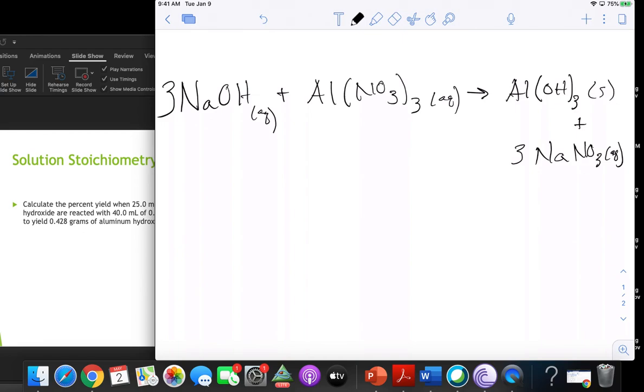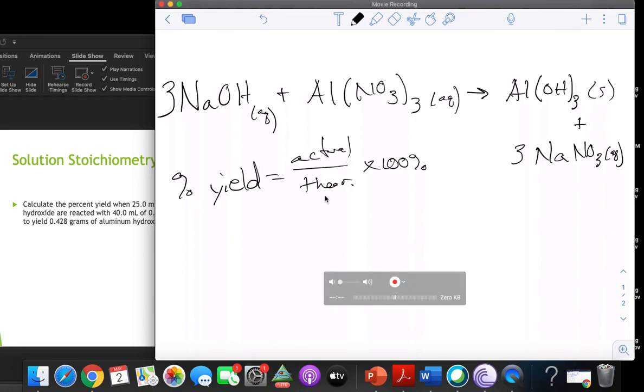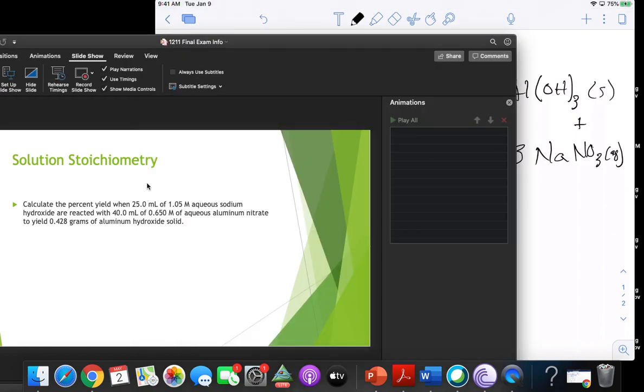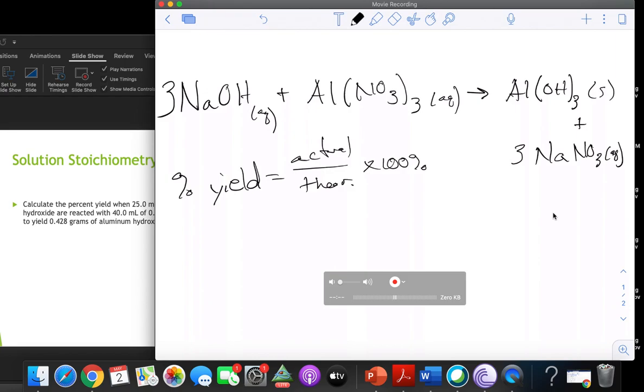Now, our goal is to find percent yield. Percent yield should be our actual divided by the theoretical, times 100%. That's just the general way of calculating percent yield. The actual yield is what they gave us in the problem, this 0.428 grams of aluminum hydroxide. So what we need to find is the theoretical yield. In the problem, they give us a bunch more information: a volume and concentration of sodium hydroxide, and a volume and concentration of aluminum nitrate. So we have to find our theoretical yield based on that information.